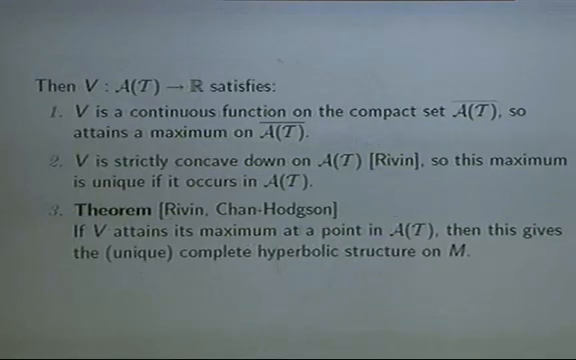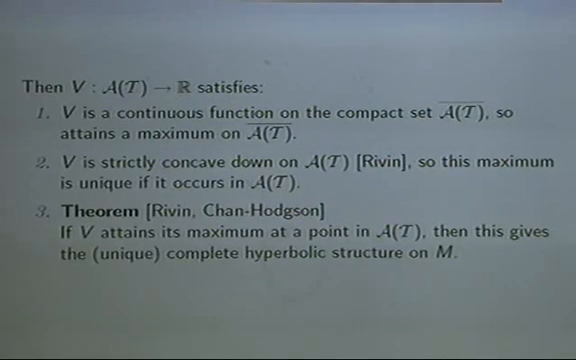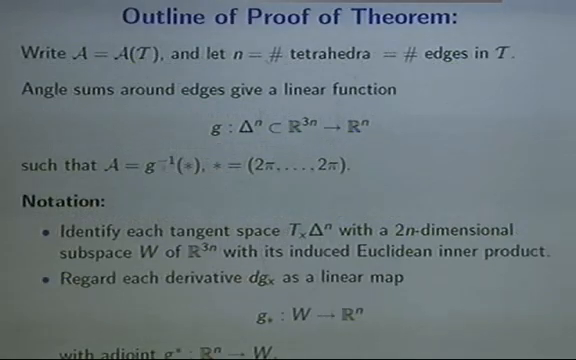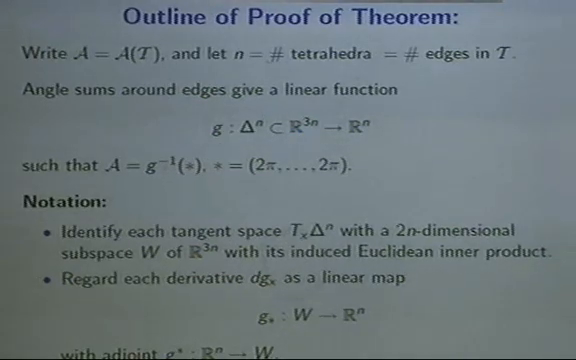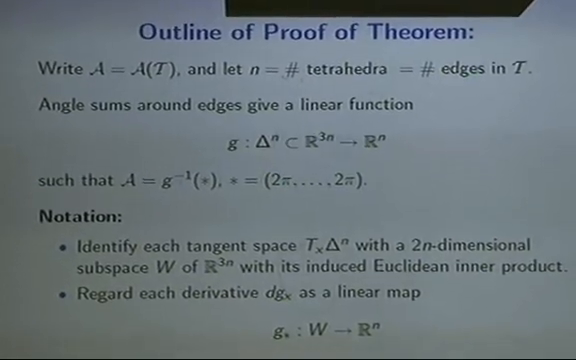Okay, so what I'd like to do now is go back to this theorem. I want to show that if the volume has a maximum at a point in this angle structure space, then it gives the complete hyperbolic structure on M. So for the rest of the time today, I want to look at an outline of the proof of this. Okay, so first a bit of notation.